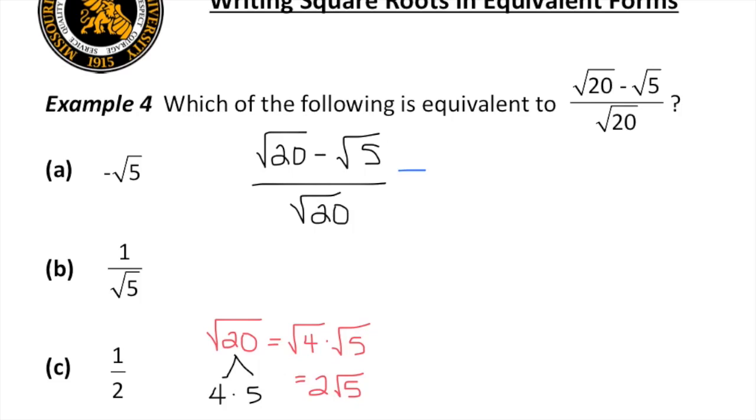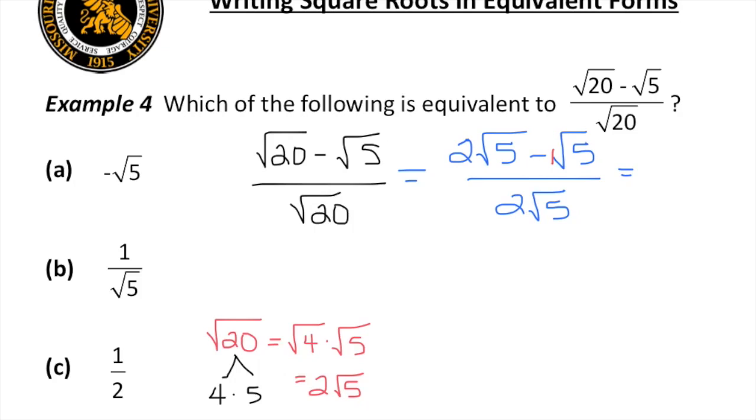So going back to our original problem, wherever we see the square root of 20, we can put 2 times the square root of 5. Numerator and denominator. Remembering that there is an invisible 1 sitting in front of the square root of 5 in the numerator, and then performing the subtraction in the numerator, 2 square root 5 minus 1 square root 5 gives us 1 square root 5 over 2 square root 5. And notice that we do have a common factor of square root 5 that cancels off, leaving behind 1 over 2, or 1/2, which is one of our choices.